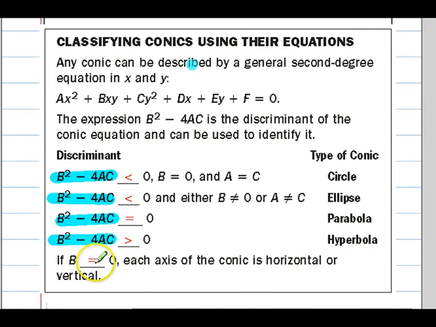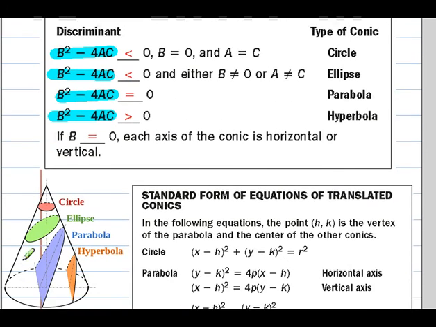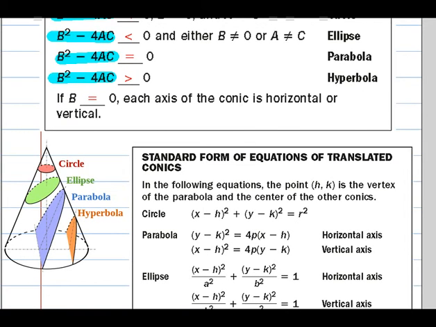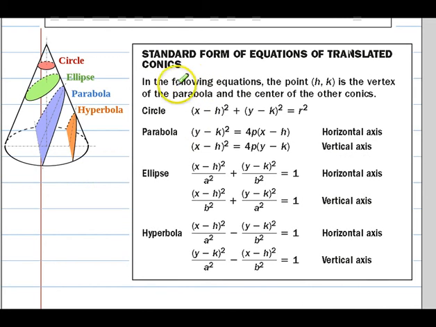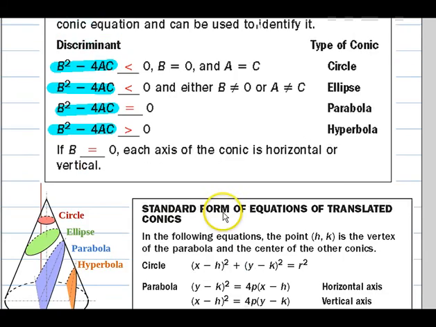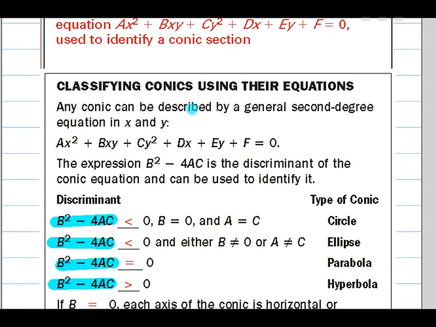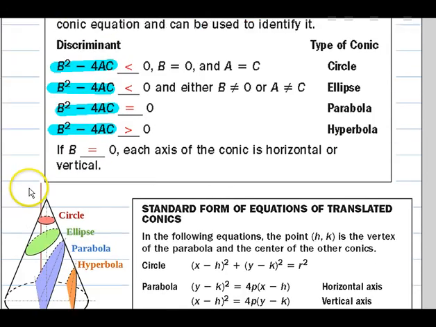Now if b equals 0, each axis of the conic section is horizontal or vertical, which means the center is at 0. So over here on the bottom of the page, we have the standard forms of each of the different conic sections, and each of these standard forms can be transformed into the general form that's right here by simply doing some algebraic manipulation. So we're going to look at some examples on how to do that as well.